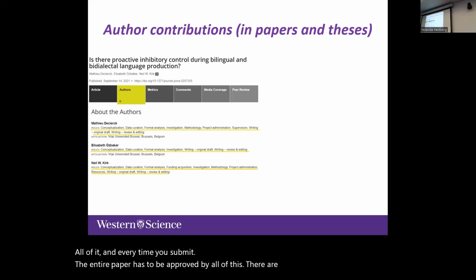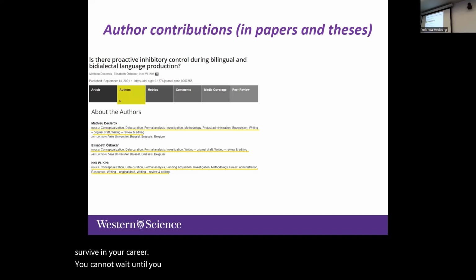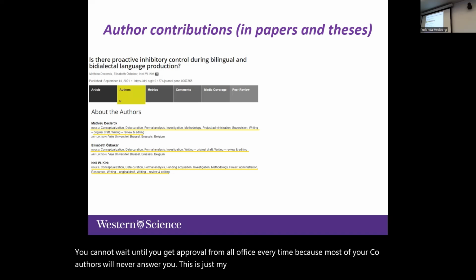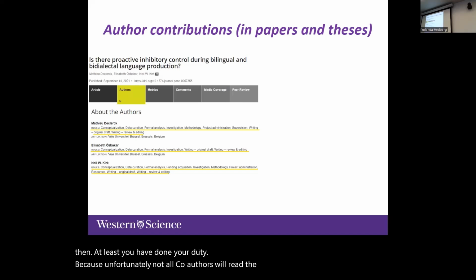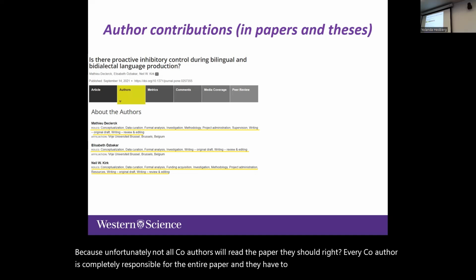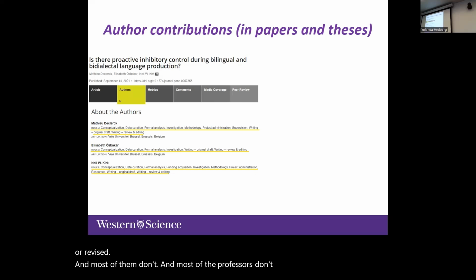There are several methods. If you want to survive in your career, you cannot wait until you get approval from all authors every time, because most of your co-authors will never answer you. This is just my experience. So one way is to send out an email: if I don't hear from you, I assume your approval by this day, and then submit it, right? Then at least you have done your duty. Unfortunately, not all co-authors will read the paper. They should, right? Every co-author is completely responsible for the entire paper, and they have to read it every time it is submitted or revised. Most of them don't, and most of the professors don't either, and this is bad, because things like this might have happened or might happen.